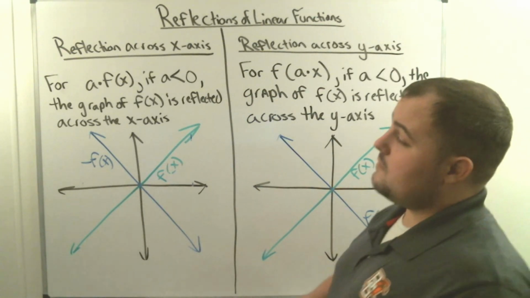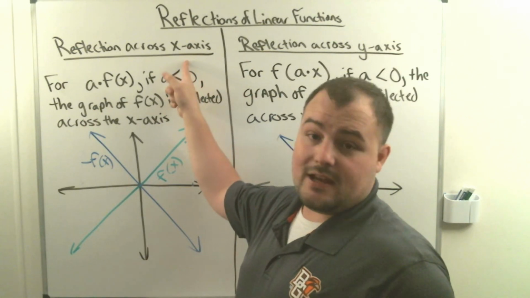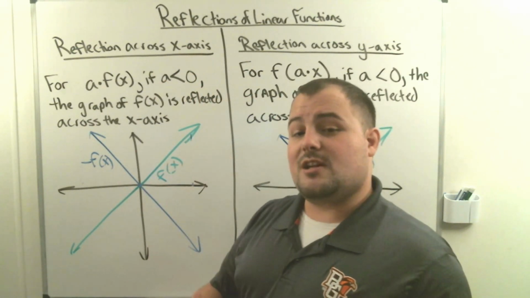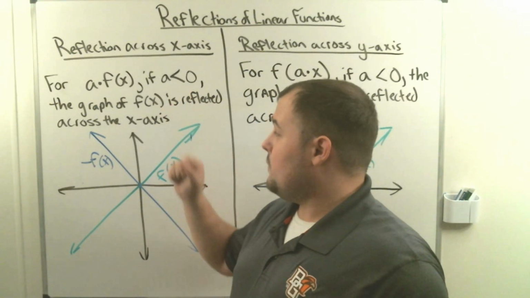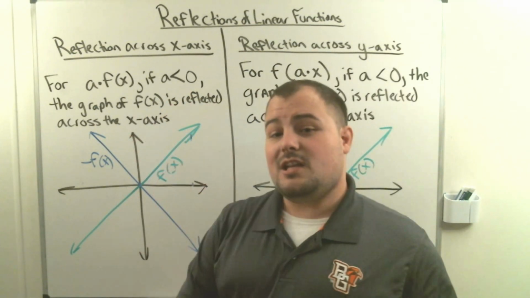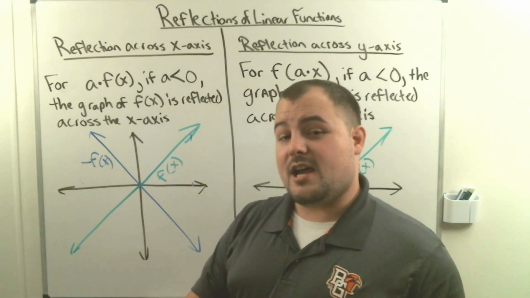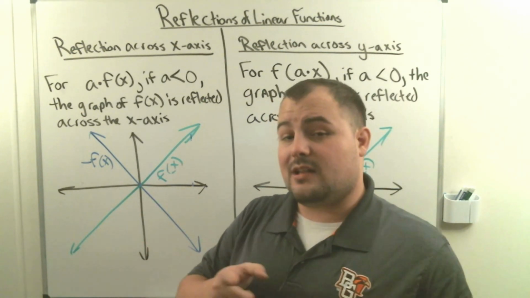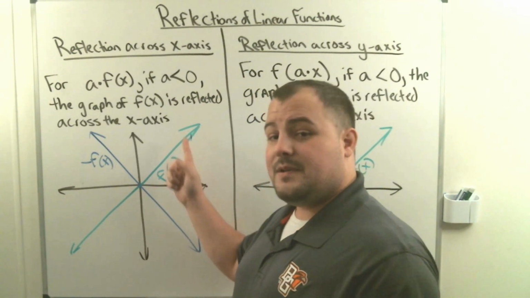So if our slope is outside of parentheses, then it's across the x-axis. If we have a negative number times x, and that number is less than 0, then the graph is going to reflect across the x-axis. So as long as that number that's multiplied by our x, or our slope, is less than 0, it's going to reflect over the x. So something going up is now going to go down.